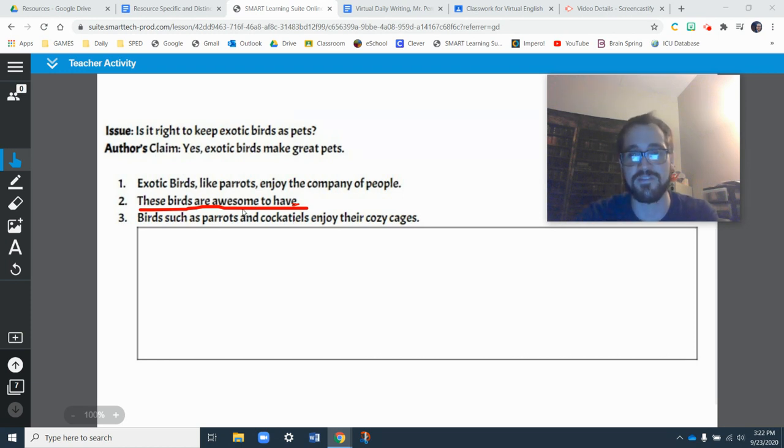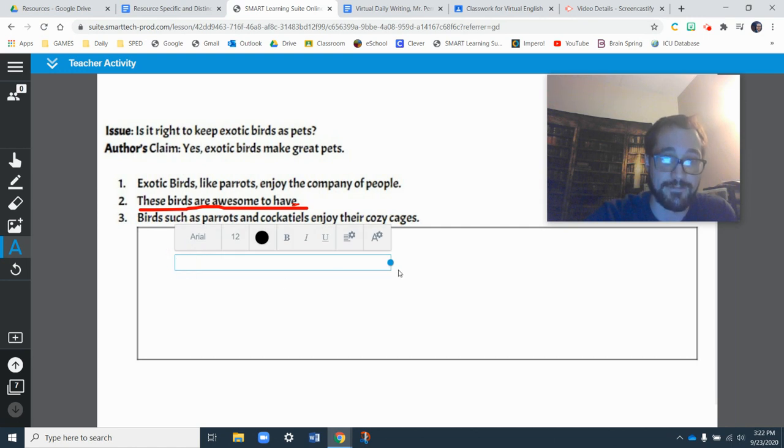These birds are awesome to have. Stinks. It's not good. It's not specific. There's not a lot of detail here. These birds are awesome to have. What does that mean? So I want you guys on your page, this is what you can do. Your page will look like this. So you go here and hit the A button. That lets you put a text box. Add a text box and write one reason.